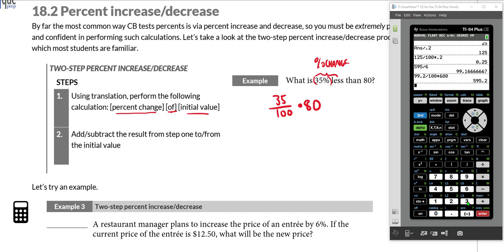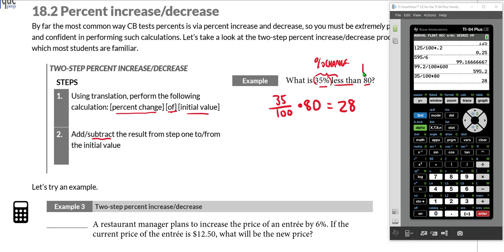So we're going to go right into our calculator, and we're going to do 35% of 80. And we're going to hit enter, and we get 28. So that 28 represents 35% of 80. Now, because this is a less than, we are going to take this 28 and we are going to subtract, this is step 2, we're going to subtract that 28, that result, from the initial value.